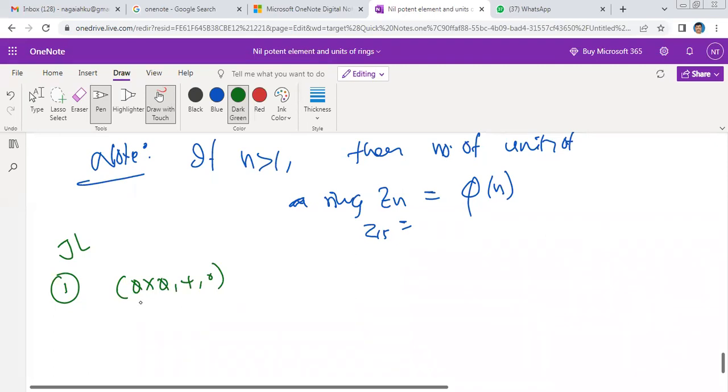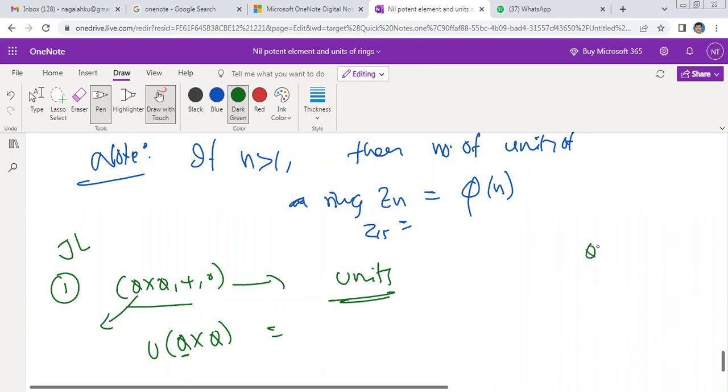How many units are there in this ring? What are the units? Units of Q cross Q. Already you know, what are the units of Q? Every non-zero number is a unit. Units of Q are Q star. Every non-zero number is a unit in Q.